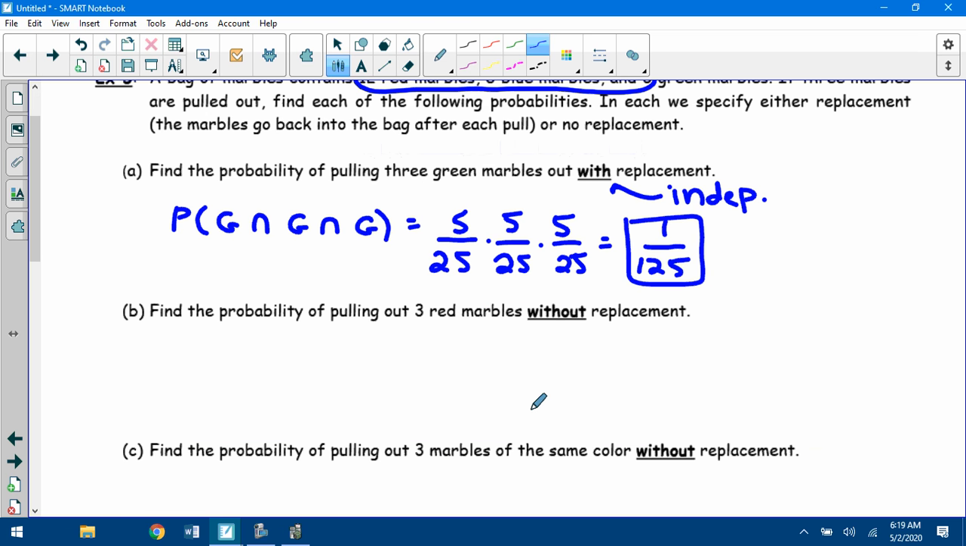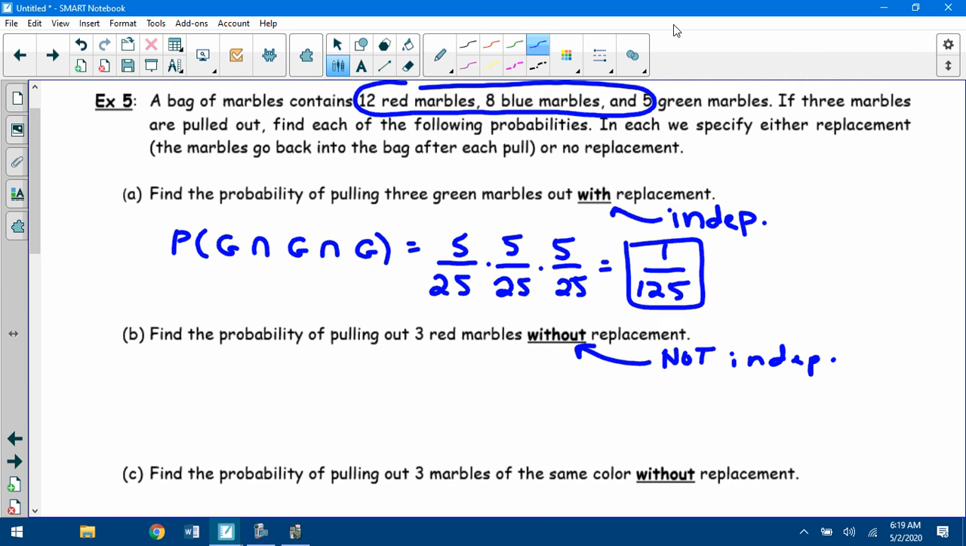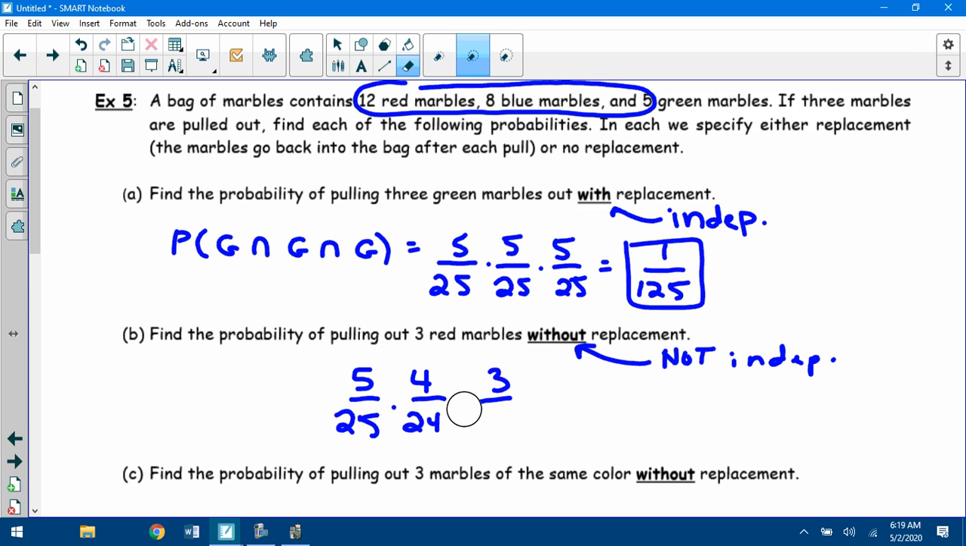Now I want 3 red marbles, but without replacement. That means it's not independent. So the only thing you have to worry about is you have to be more careful about your probabilities. The first one being red would be 5 out of 25, but the second one being red would be what? 4 out of 24. And the last one being red, 3 out of 23. Oops, shouldn't be equals there.